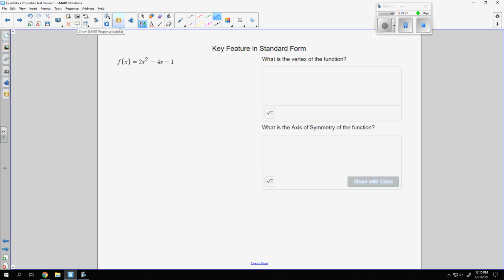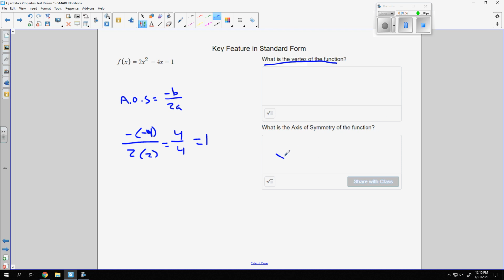Keep moving on. All right, key features in standard form. What is the vertex? And I am going to look at this mathematically. To find the axis of symmetry in standard form, -b over 2a. So -4 divided by 2 times 2 should be 4 over 4, which is 1. What's the axis of symmetry? Well, that's the line x equals 1.